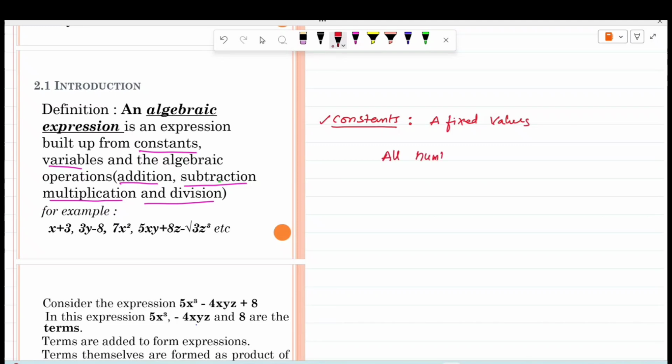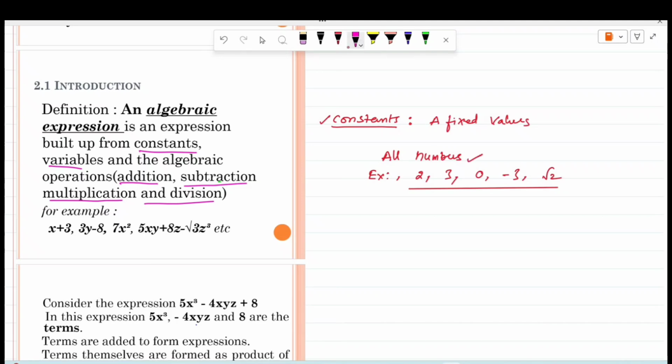All numbers. What are the numbers we have? Examples are natural numbers, whole numbers, integers, so all real numbers I can say. Let us write an example. Like 2 is a constant, 3 is also a constant, 0 is also a constant, minus 3 is also a constant, root 2 is also a constant. So these are the examples. All numbers are constants.